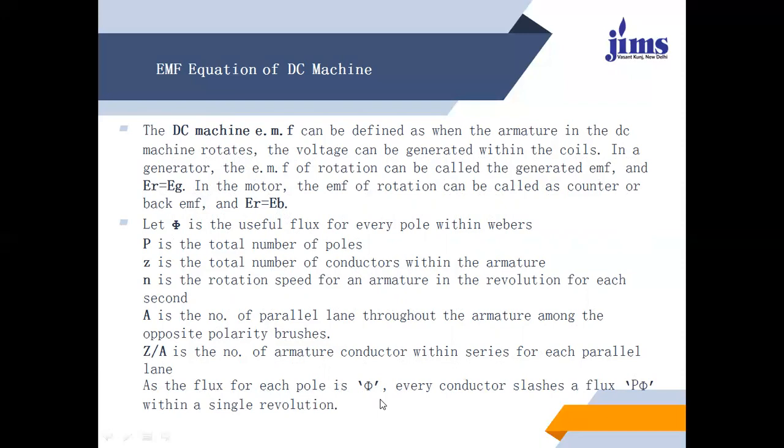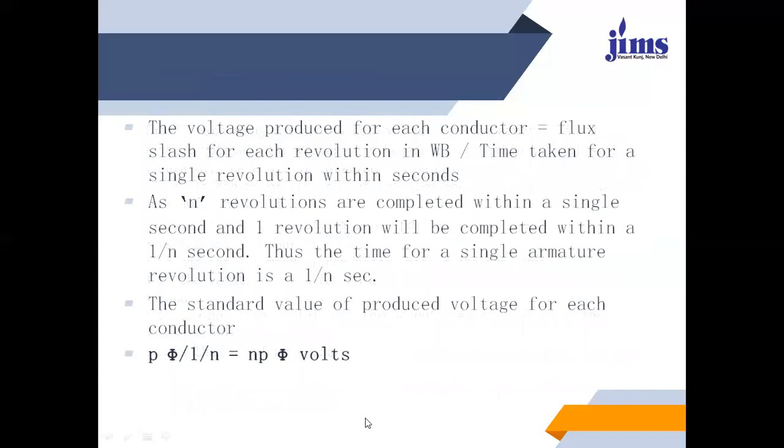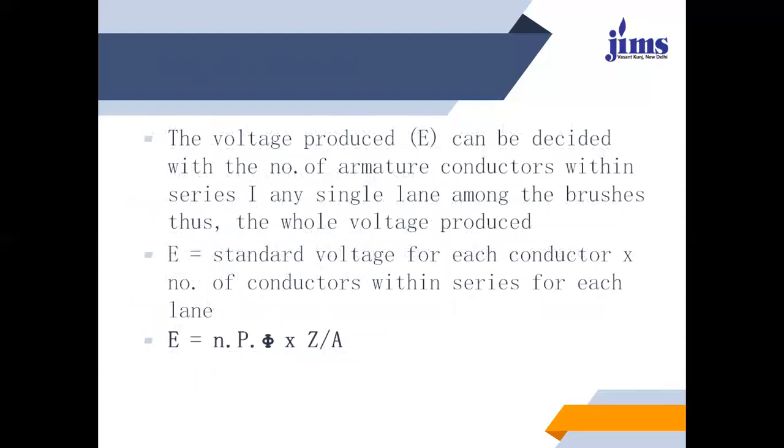As the flux per pole is phi, every conductor cuts a flux of P phi in a single revolution. The voltage produced per conductor equals the flux cut per revolution in Wb divided by the time taken. As n revolutions are completed in one second, one revolution is completed in 1 upon n second. Thus the time for a single armature revolution is 1 upon n second. The average voltage produced per conductor is P phi divided by 1 upon n, or n P phi volts.